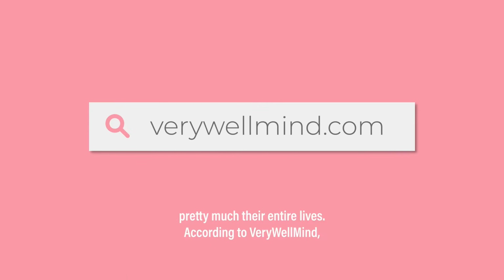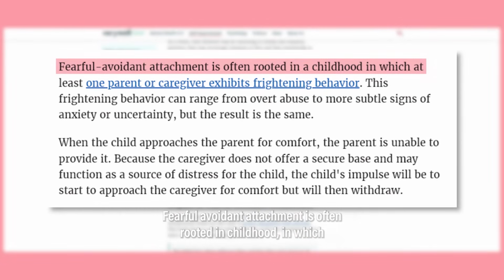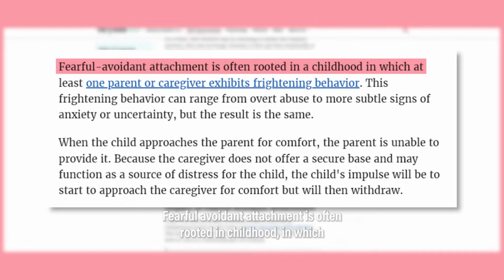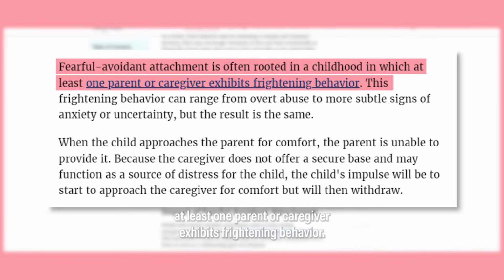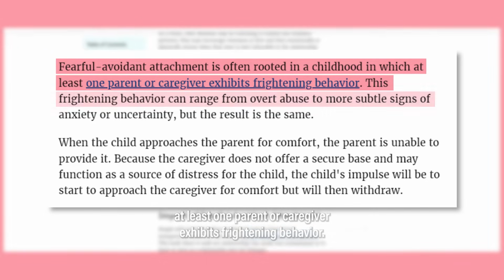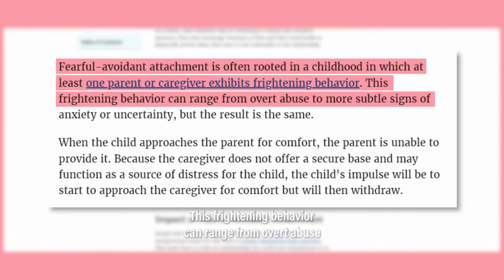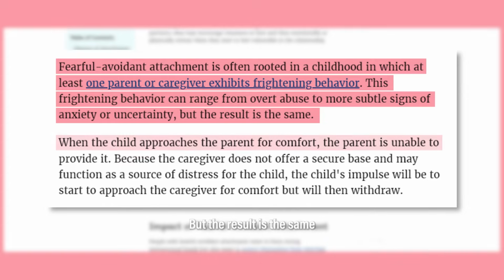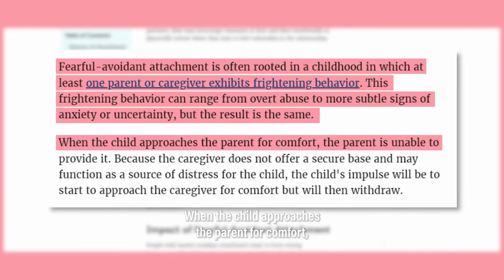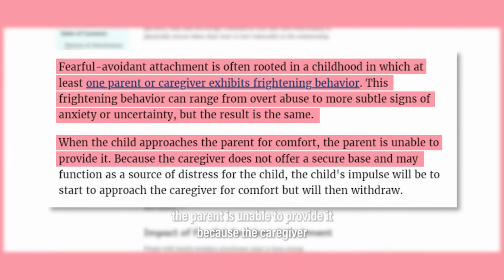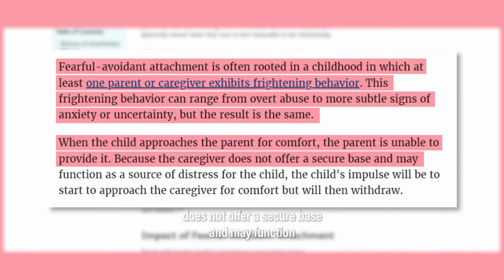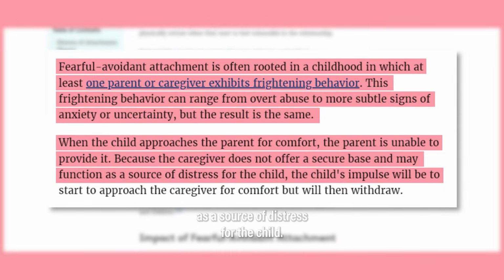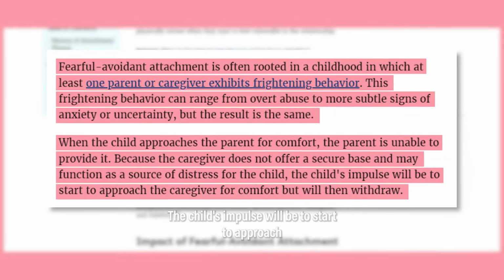According to Very Well Mind, fearful avoidant attachment is often rooted in childhood, in which at least one parent or caregiver exhibits frightening behavior. This frightening behavior can range from overt abuse to more subtle signs of anxiety or uncertainty, but the result is the same. When the child approaches the parent for comfort, the parent is unable to provide it because the caregiver does not offer a secure base and may function as a source of distress for the child. The child's impulse will be to start to approach the caregiver for comfort, but will then withdraw.